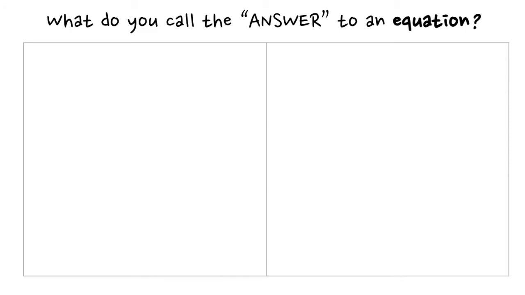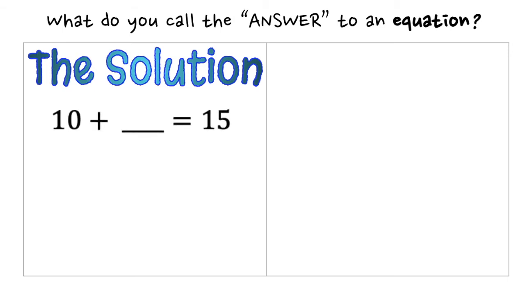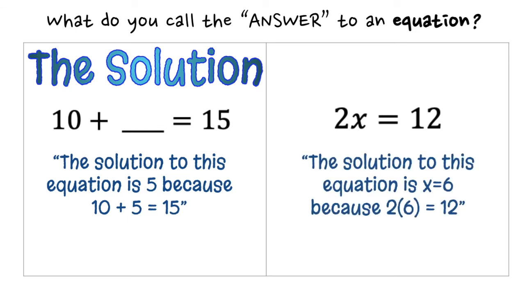What do you call the answer to an equation? That's called the solution. So let's say I have an equation, 10 plus blank equals 15. What is the solution here? Well, the solution to this equation has to be 5 because 10 plus 5 equals 15. What about this equation? 2x equals 12. Well, basically that's saying 2 times what equals 12? 2 times 6 equals 12. So the solution to this equation is x equals 6 because 2 times 6 is equal to 12.